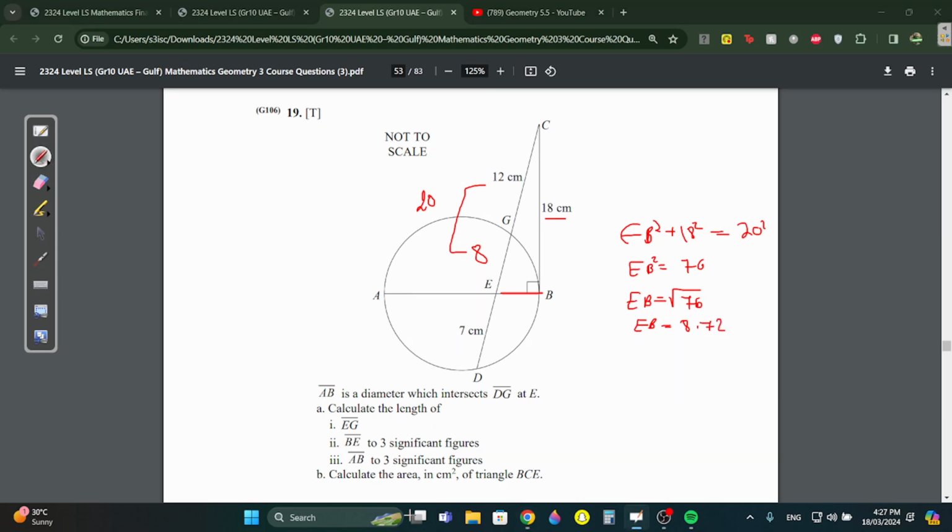For AB, part II, AB over here is the diameter. Look here, the formula in term 1: if you had this segment times this segment equals this segment times this segment. It was a term 1 formula. What does this mean? AE times EB equals DE times EG.